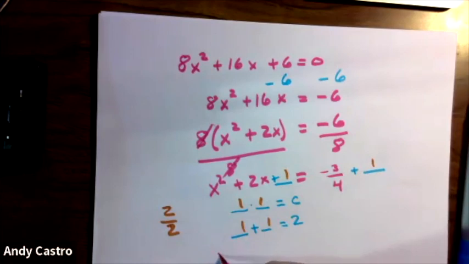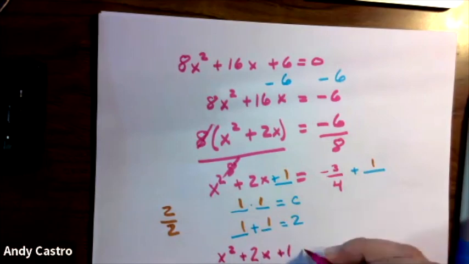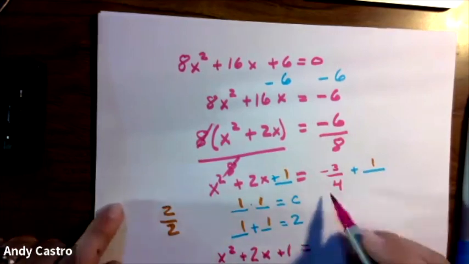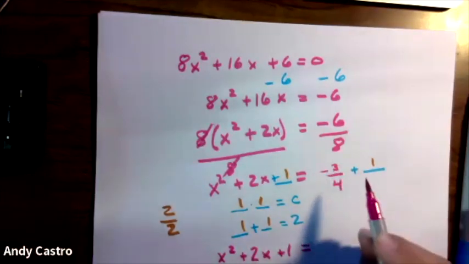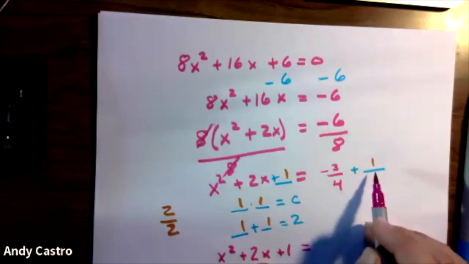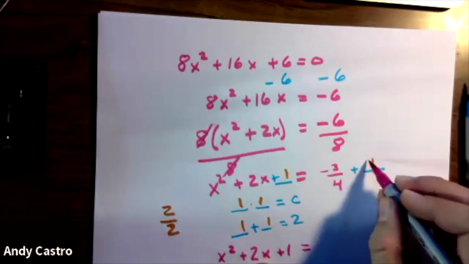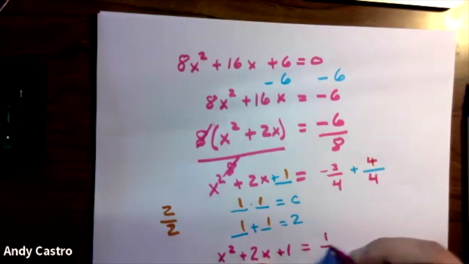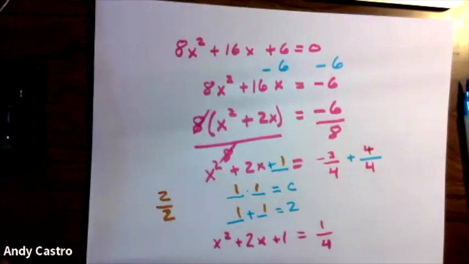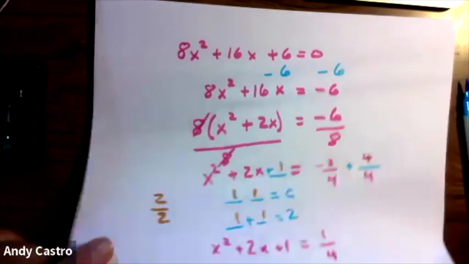So on the left, I have x squared plus 2x plus 1. And that's equal to negative 3/4 plus 1. So what is that? Negative 3/4 plus 1 is going to be, I can change that to 4 over 4. That gives me a positive 1/4.